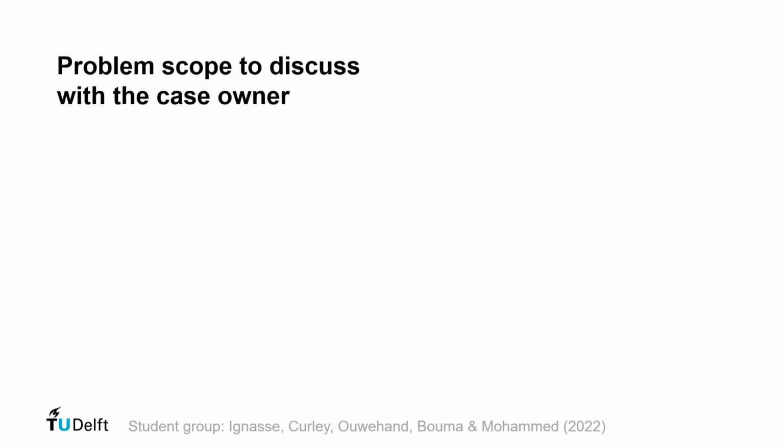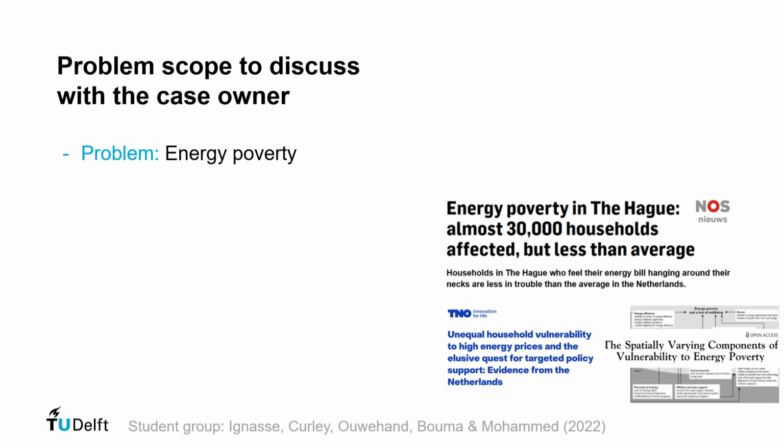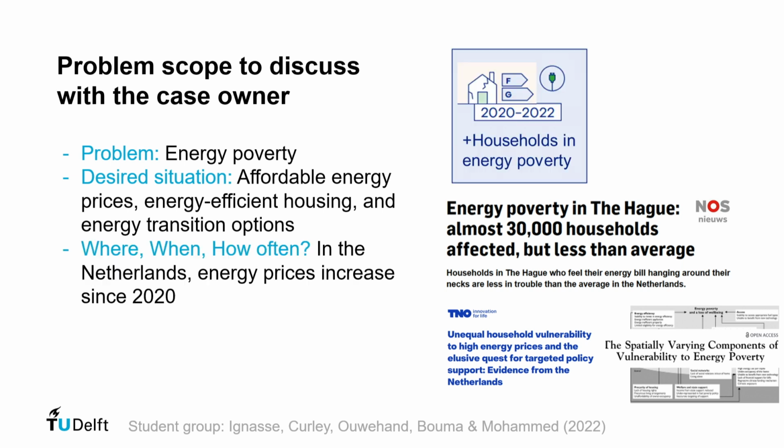Let me provide an example of how previous year student groups defined and scoped the problem to discuss during the World Cafe meetings. To get started, they looked into how the news, government, and research reports define problems to pay energy bills, which was central at the time. Students found that in the Netherlands, energy poverty is addressed by ensuring affordable energy prices, supporting energy efficiency housing, and making energy efficiency options accessible. For some low-income households, for example in The Hague, rising prices or inadequate consumption means that about 30,000 households spend above 20% of their income on energy, while 5% is the average.